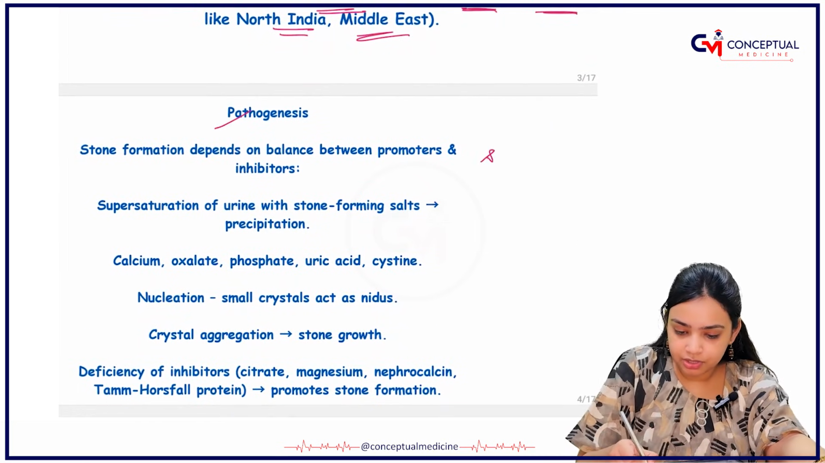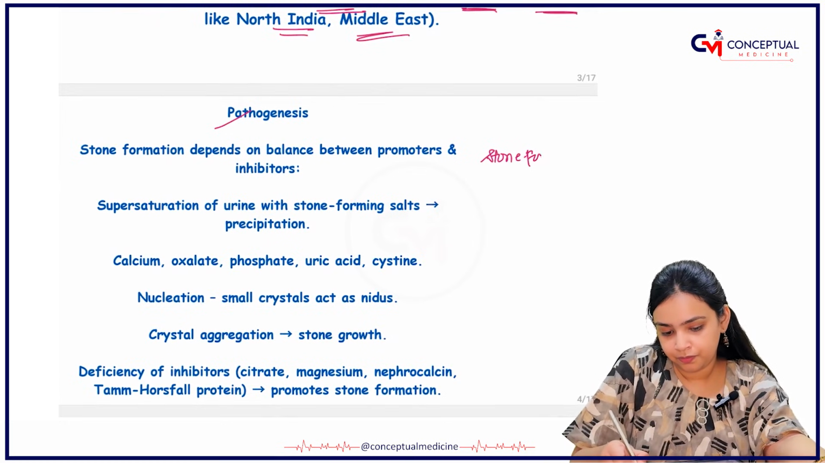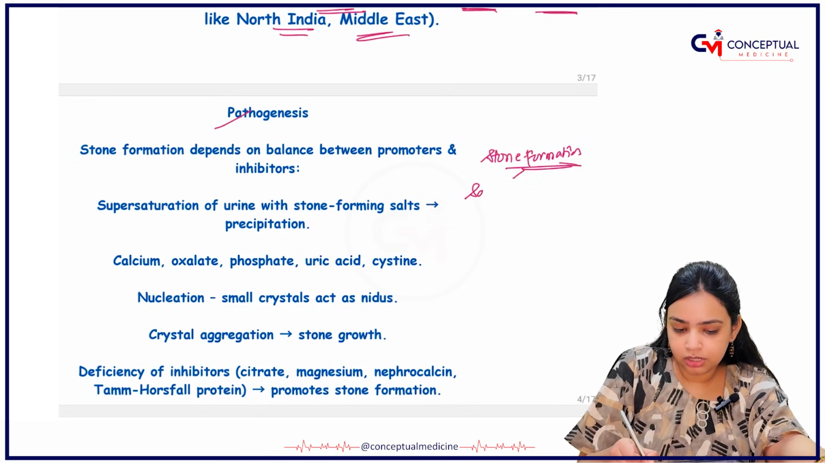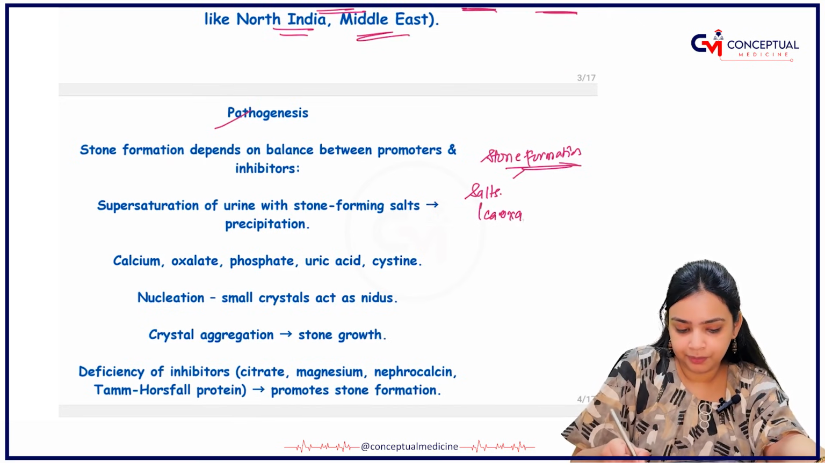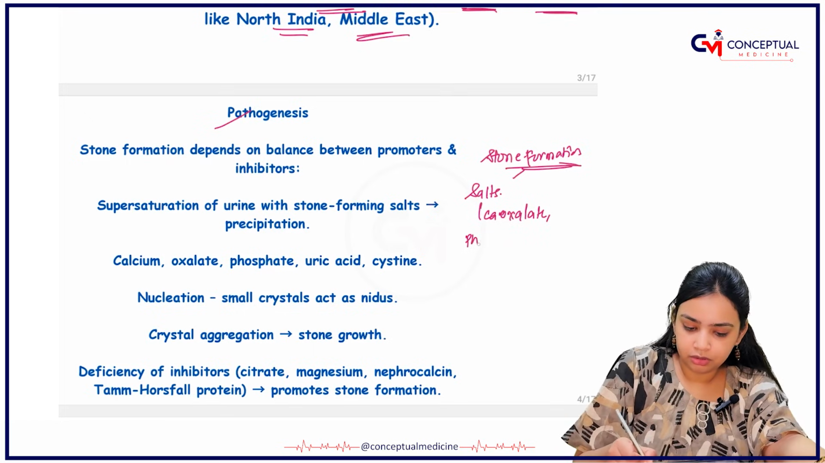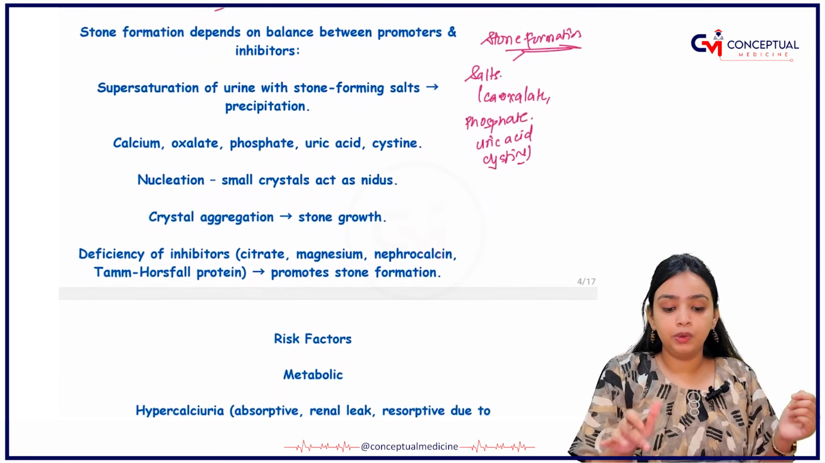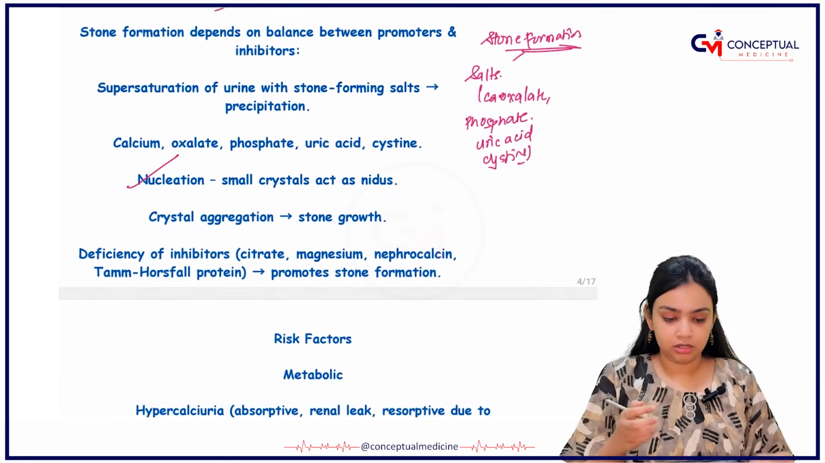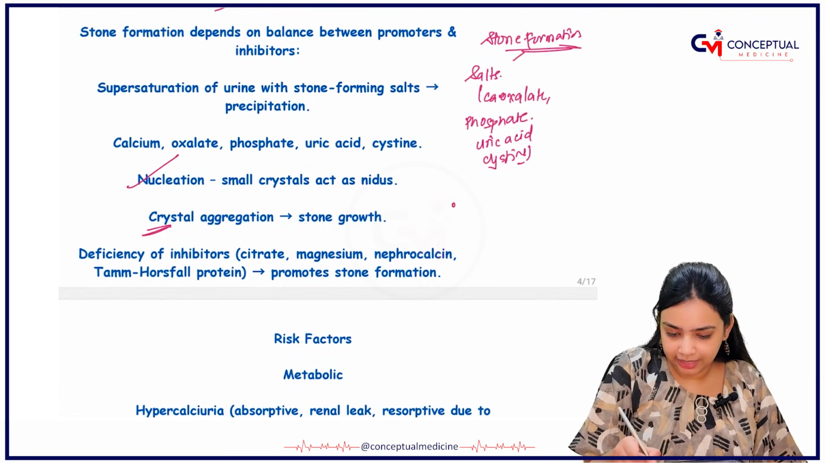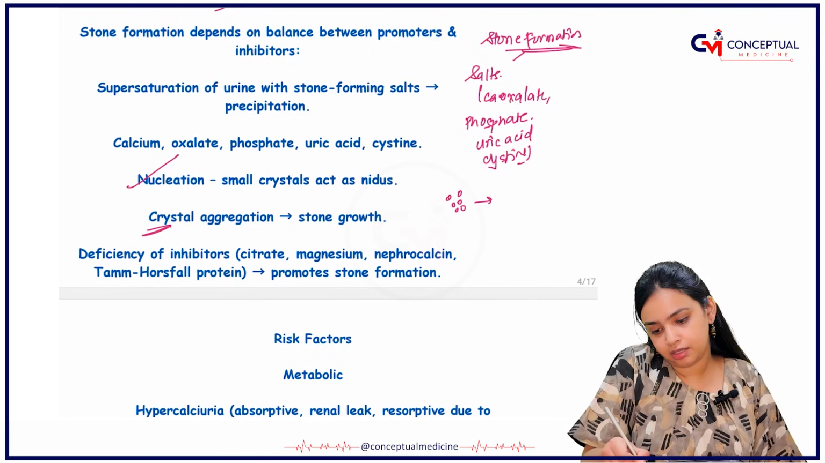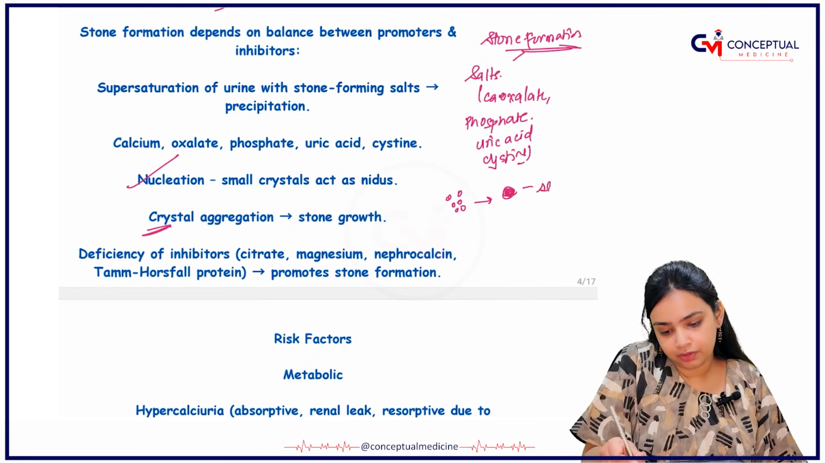What is the pathogenesis? First, there is stone formation. It mainly depends on the promoters that are there, like the salts. What are the salts? You have the calcium oxalate, then you have the phosphate, uric acid, and cystine. They lead to the nucleation. Nucleation of what? Nucleation of small crystals. And then the small crystals will be there. After that they form a stone.